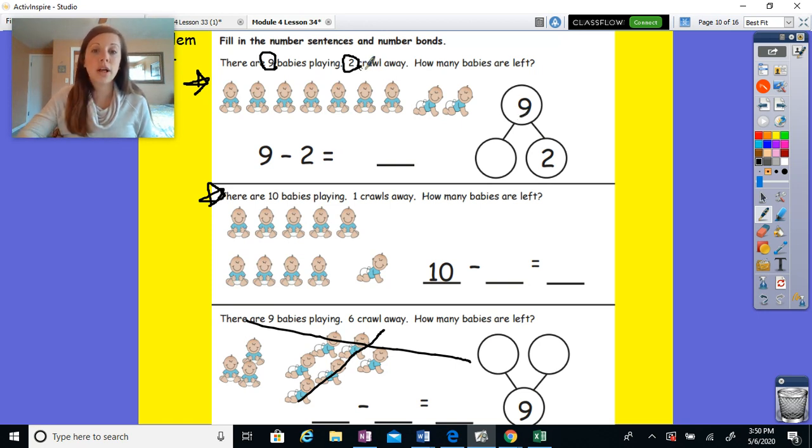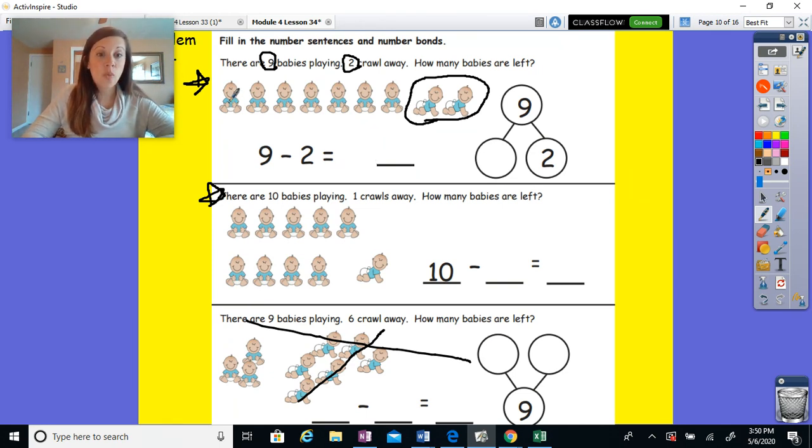Then it says 2 crawl away. See the 2 crawling away? Sneaky babies. Okay, so that's going to go in our part, which they already have for us, of the number bond, and they also have it in our number sentence. 9 minus 2 equals. What comes after the equal sign? How many babies are left? So we need to count how many are left. 1, 2, 3, 4, 5, 6, 7. 7 babies are left. So we're going to write 7 in our part and 7 after the equal sign.